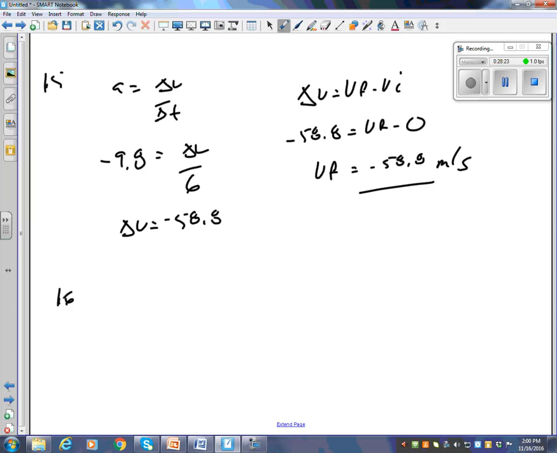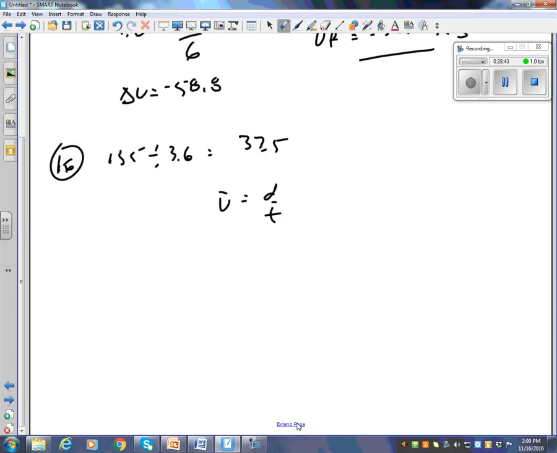Number 16, a drag racer has an average speed of 135. How many seconds does it take to cover the 150-meter track? You have to take that 135, divide by 3.6, and get 37.5. And then it's simply V bar equals D over T. The average speed is 37.5. D over T. Once again, it's a divide by. You got to be able to do this, you guys.